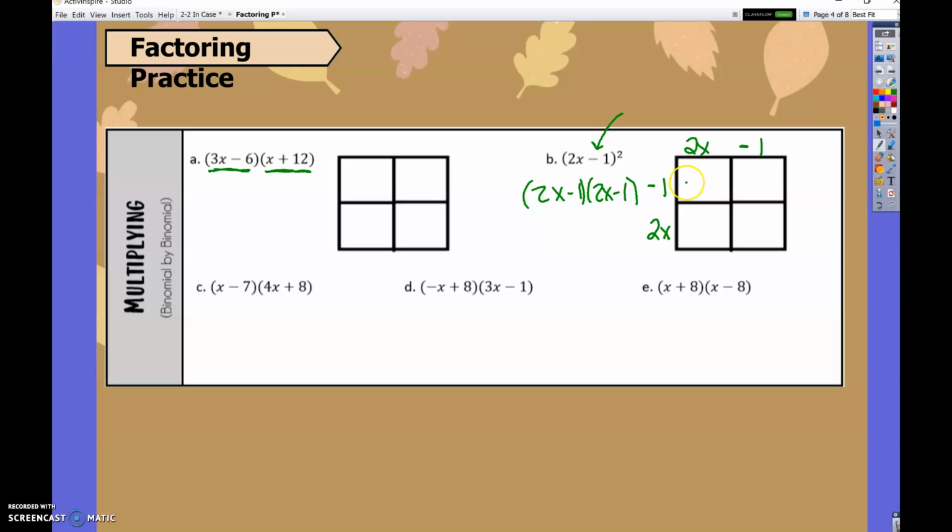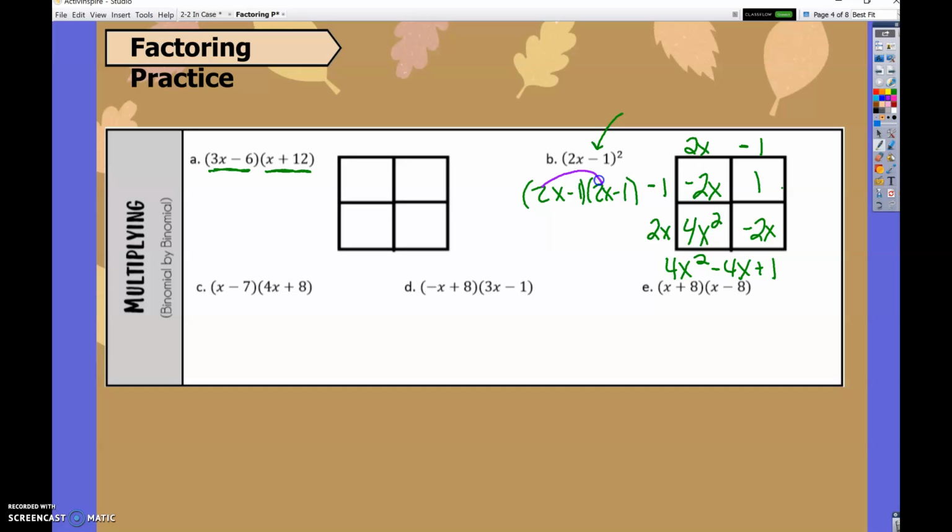2x times negative 1 makes negative 2x. 2x times 2x would be 4x squared. Negative 1 times negative 1 makes positive 1. And negative 1 times 2x makes negative 2x. So my final answer will come from combining any like terms in this box. I would have 4x squared, minus 2x and minus 2x combined to make negative 4x, and I have a positive 1.